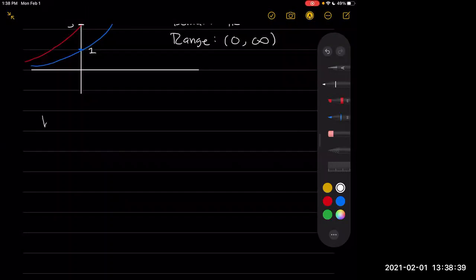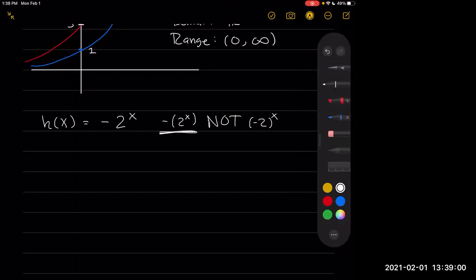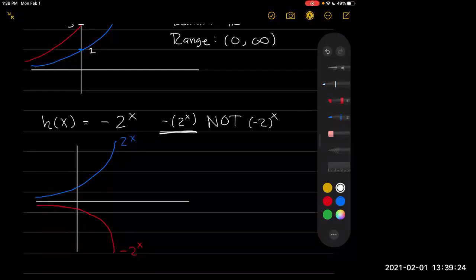All right, and now we're going to look at another example, where h of x is negative 2 to the x. Note that this means negative times 2 to the x, not negative 2 raised to the x. So this will flip our graph. Our original graph will look like this, whereas our new graph will look like this. So this is negative 2 to the x, and this is positive 2 to the x. So this will flip across the x-axis.